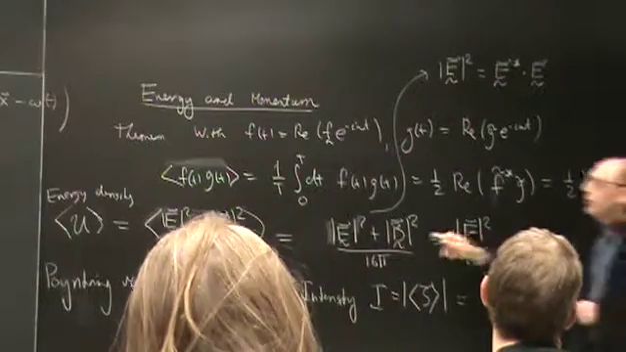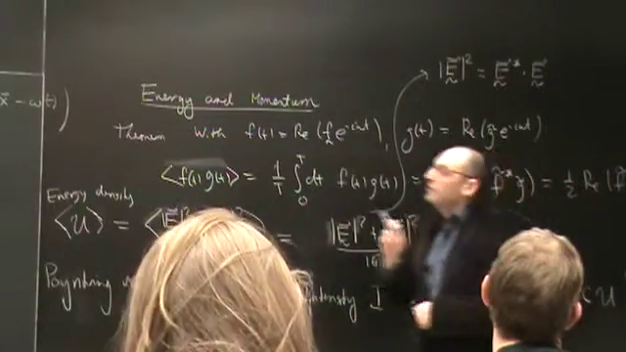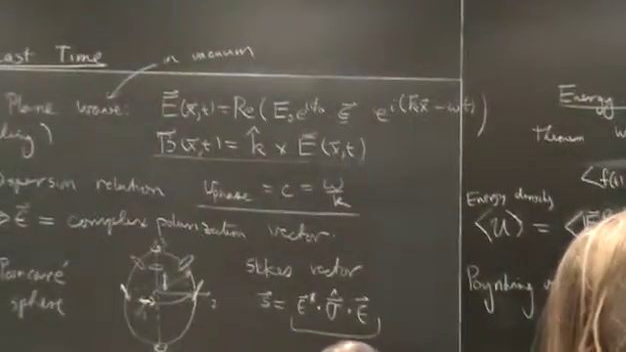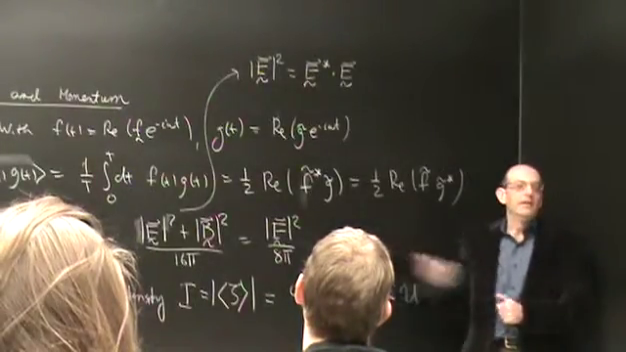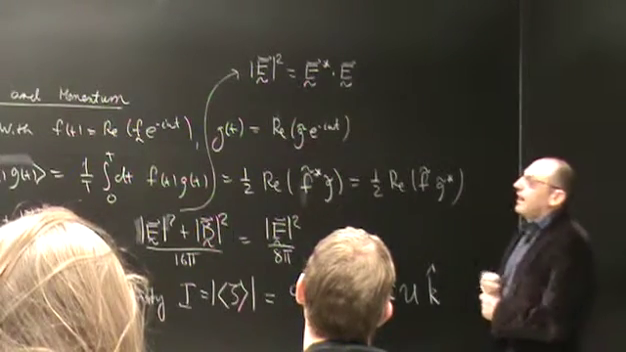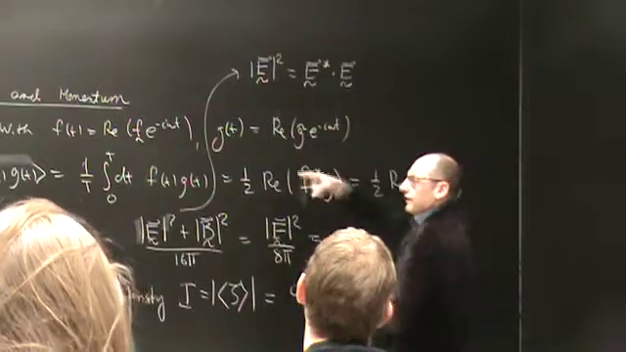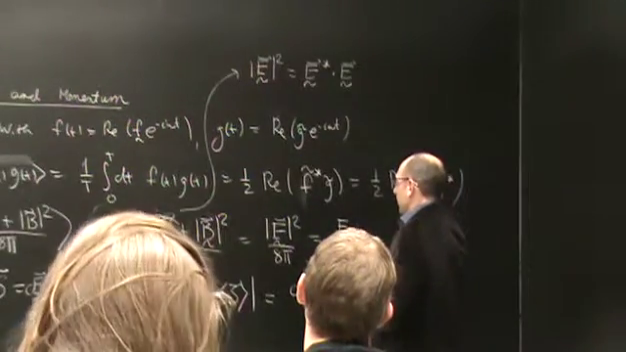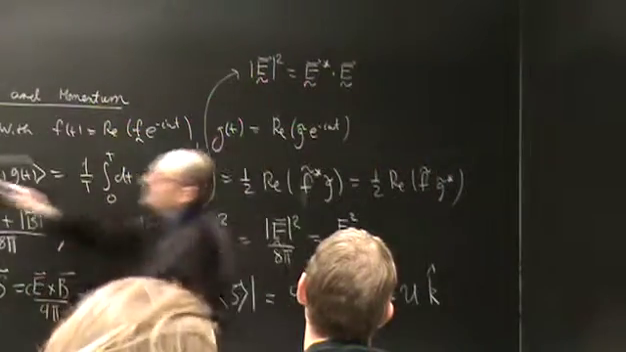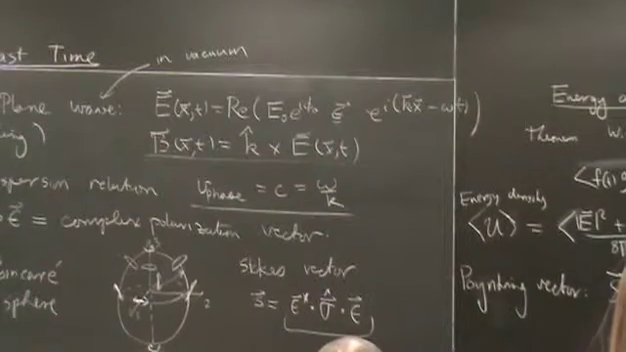Since we're a plane wave in vacuum, the magnitude of the electric field and the magnitude of the magnetic field are equal, then the energy density averaged over time is given by this expression. And with this parameterization, the complex amplitude is just that magnitude squared, which is a real number.